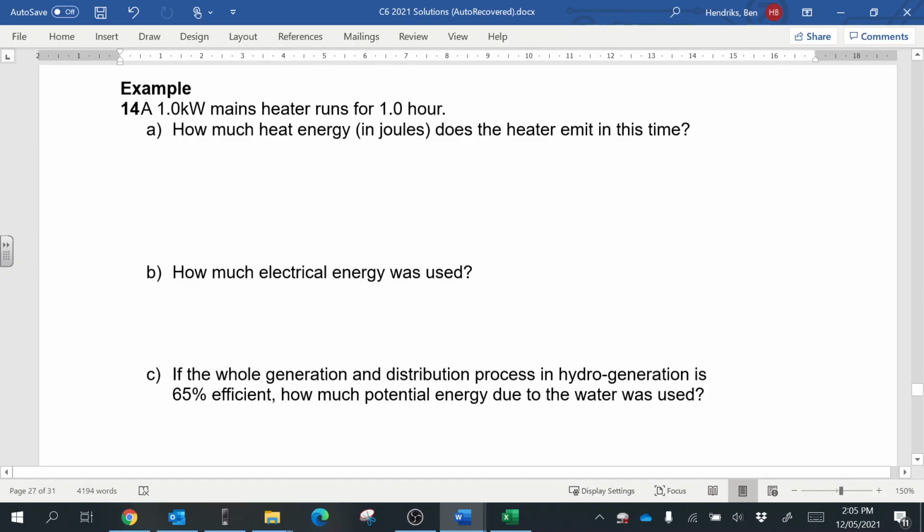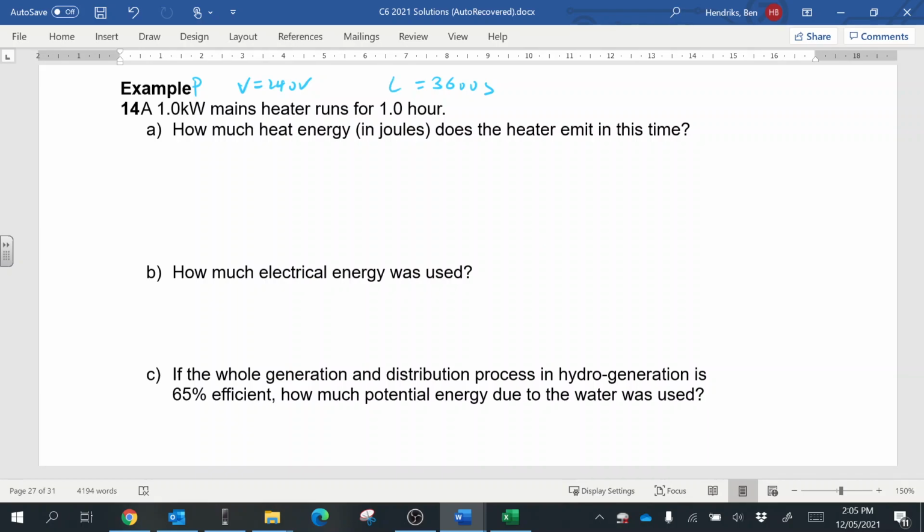Okay, so in this example we have a 1 kilowatt mains heater that runs for 1 hour. So just remembering that's going to be P. Mains indicates that V is equal to 240 volts. We might not need that this time, but just a good reminder. And 1 hour is equal to 3,600 seconds. Okay, that's time equals 3,600 seconds, at 60 times 60. How much heat energy in joules does the heater emit in this time?